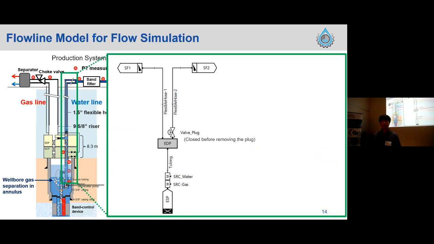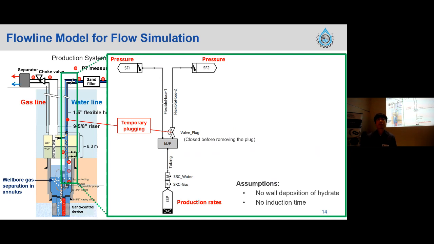And this is a flow line model in the OLGA simulation. Basically, I modeled the water production line from ESP discharge to surface. The pressure is specified at the top side boundary, and the production rates are specified at the bottom side boundary. The valve in the line is for simulating the temporary plugging I explained in the previous slide. This valve is fully closed before the operation to remove the plug, but after that, it opens.